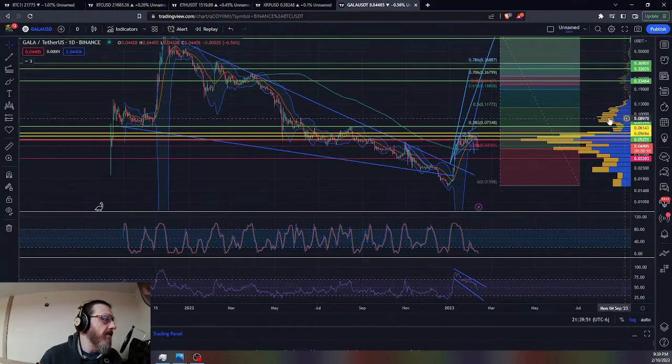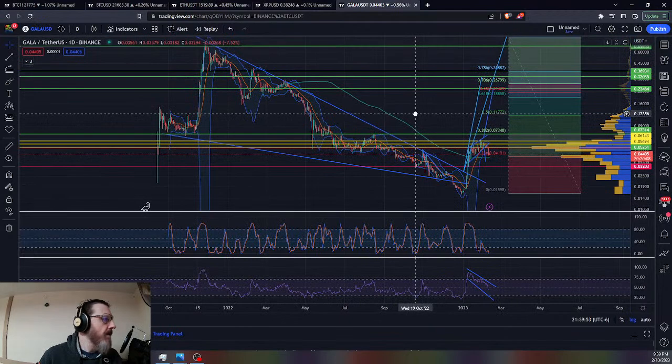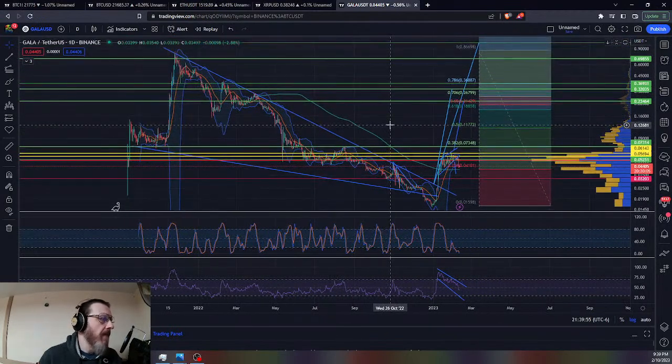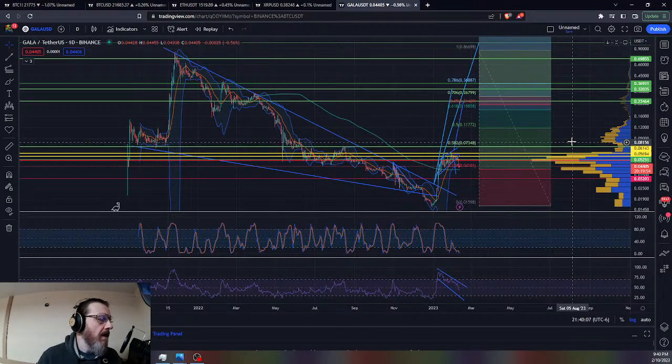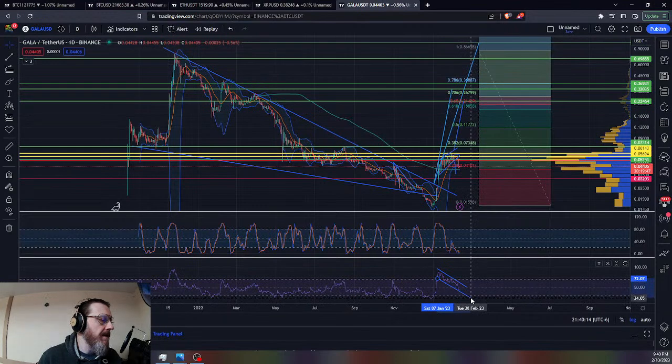Interestingly enough, when we're out here on this daily time frame, something that's a little bit different for Gala is that we do see the majority of the volume is actually above the current price. So that in itself is bullish because the price action is going to want to gravitate towards this volume node. Okay?